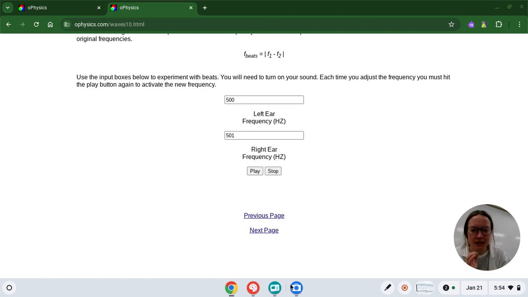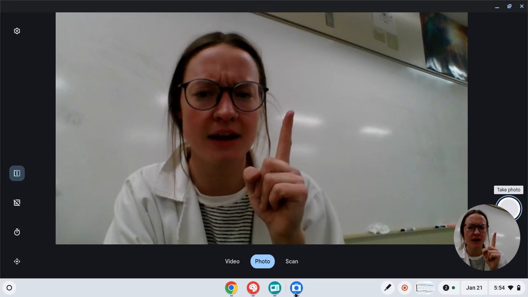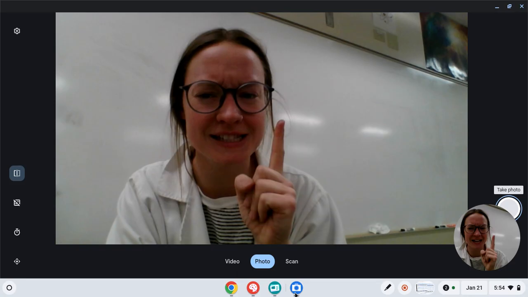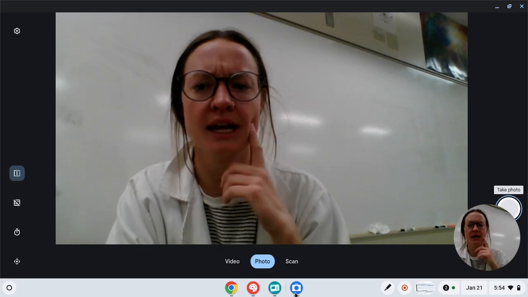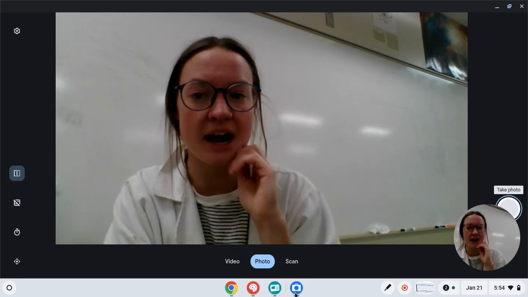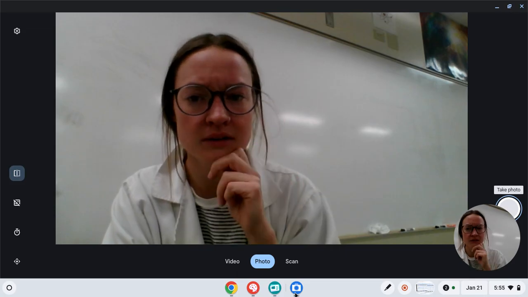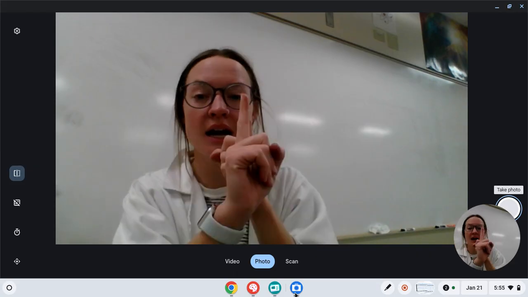It's almost like you have two runners running a race. The first sound wave can do 500 compressions in 1 second. That's like doing 500 laps around the track in 1 second. The second sound can do 501 laps around the track in 1 second. How many times will the second runner lap the first runner? Did you say 1 time a second? Yes, totally. At 1 time every second.